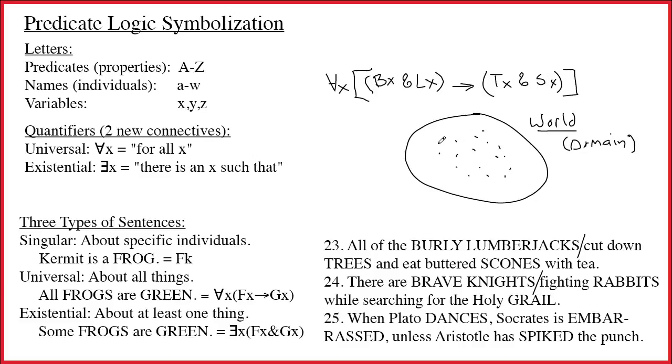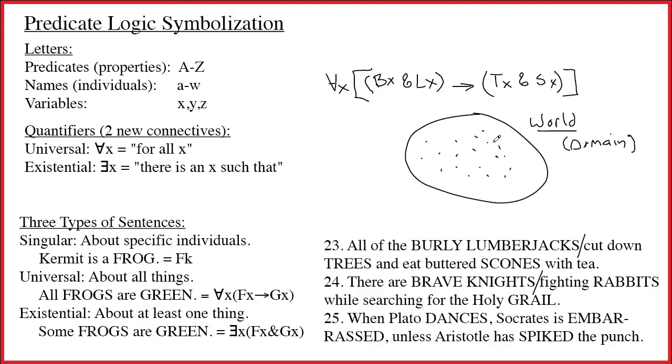Everything is in here. And this sentence is making a statement about the world. What is it saying? Well, the quantifier is read for all x. So this is saying for all x. Then we have an if here because of the arrow. If x is Burley and x is a lumberjack, then x cuts down trees and x eats buttered scones with tea. So what the sentence is saying is go look in the world.